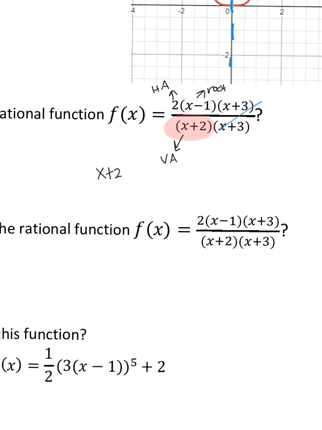For that factor, x plus 2, to figure out where the vertical asymptote actually is, you're going to set that equal to 0 and solve for x, or just think about it as flipping the sign of whatever's there. So x equals -2 would be your vertical asymptote. So just find the factor and then flip the sign.